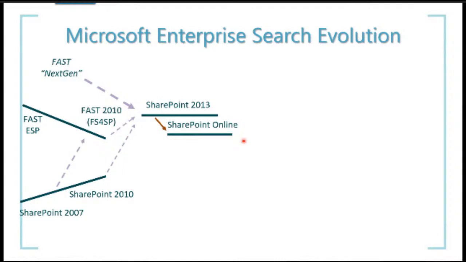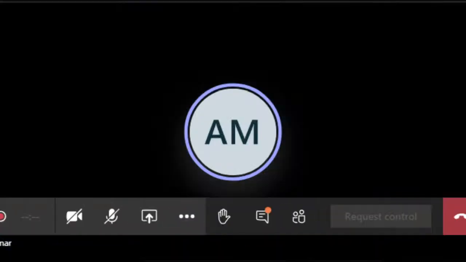And this is actually where you know Office 365 started to work, and Online and SharePoint Online also had a search feature.